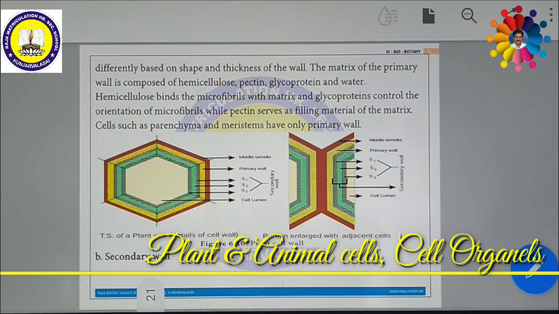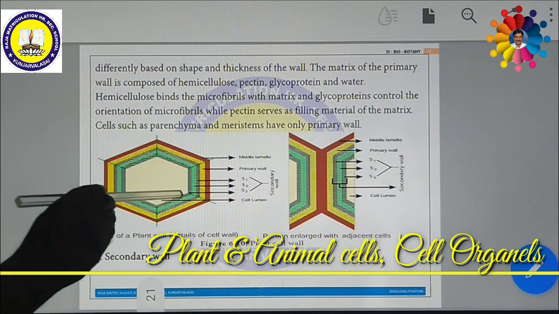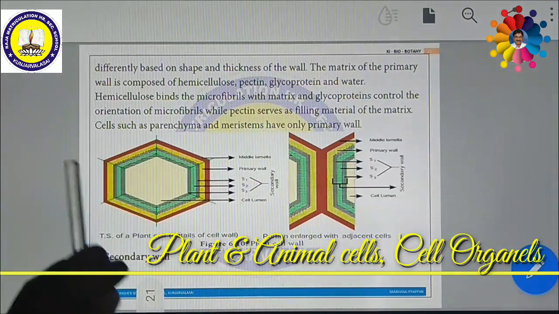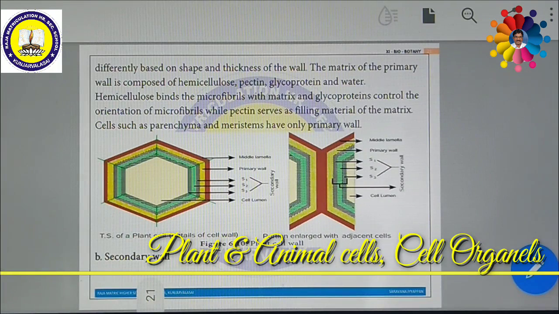Next we are going to see that just below this cell wall, there is a membrane present, which is called the plasma membrane or cell membrane. Now we shall discuss the cell membrane. The cell membrane is also called the cell surface or plasma membrane. It is a thin structure which holds the cytoplasmic content called cytosol. It is extremely thin, less than 10 nanometers.